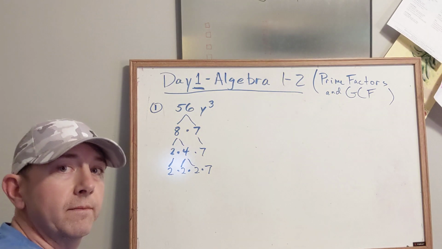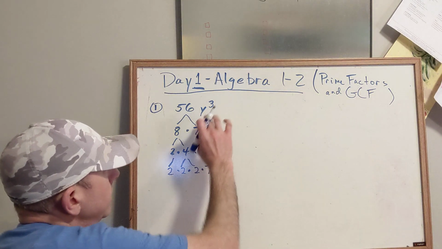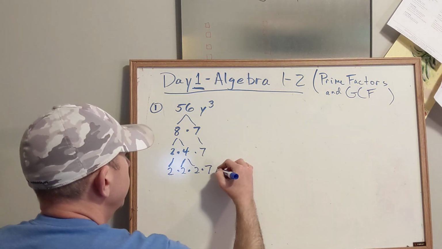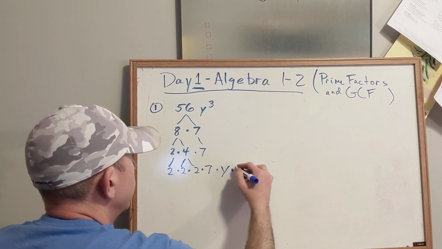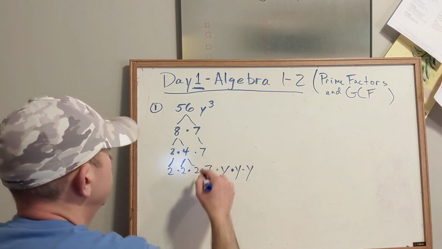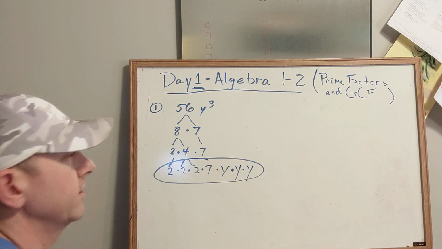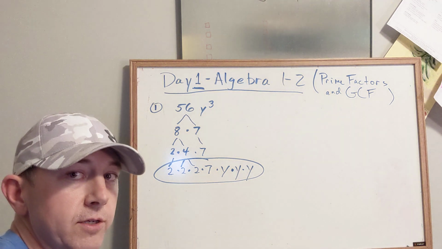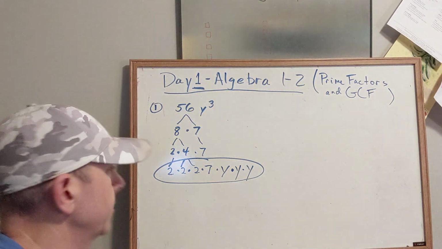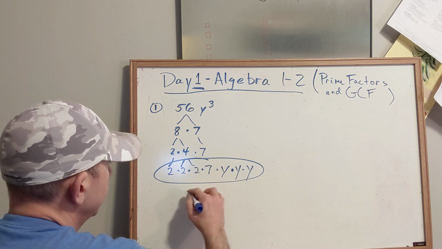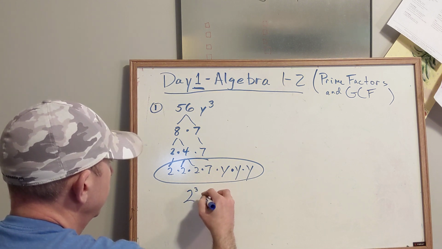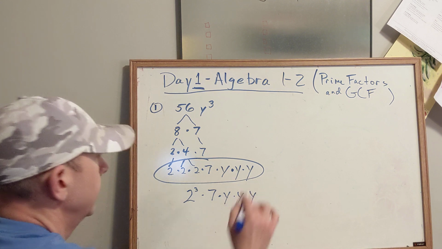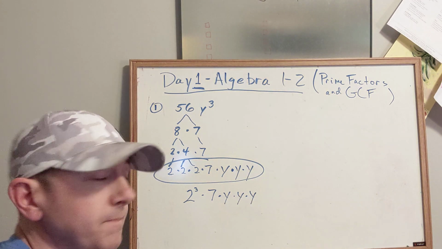Okay, now off of that, we also need to write out the factors for y to the third power. That's just going to be y times y times y. So this would be our prime factorization of 56y to the third. Your quiz or your homework assignment should match up with this. Another way to write this is 2 to the third power times 7 times y times y times y. You might see it written that way on some multiple choice tests.